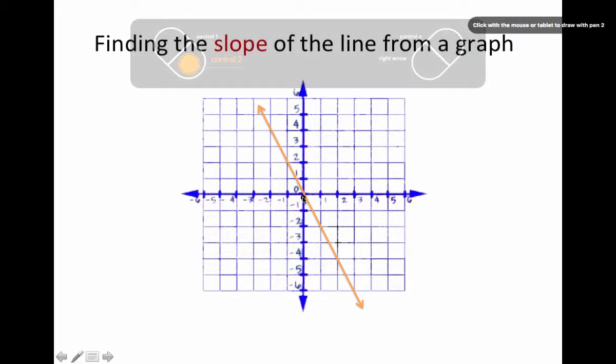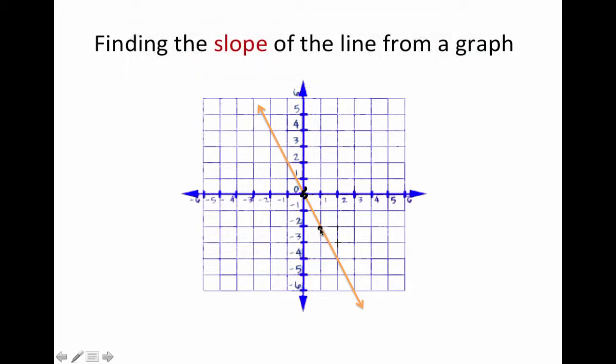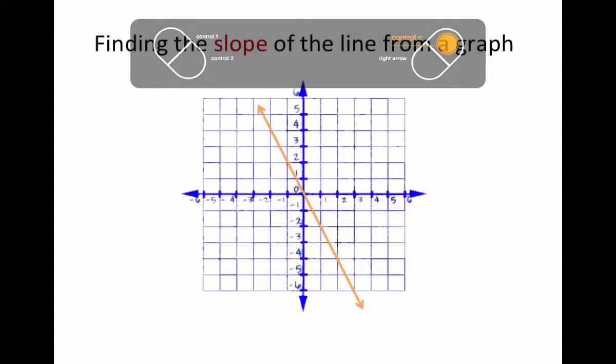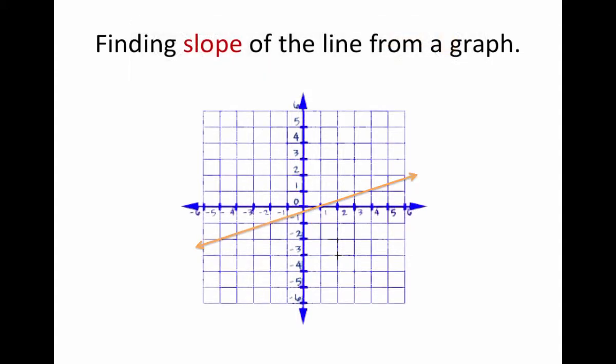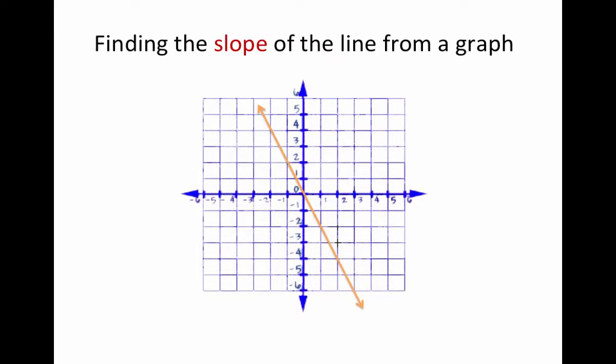Piece of cake when you find it going through the origin. Pick the origin, pick another one here, down 2, right 1, down 2, right 1, negative 2. Remember that you can look at the graph and you can say this is going up from left to right, has to be positive. It's going down from left to right, has to be negative.